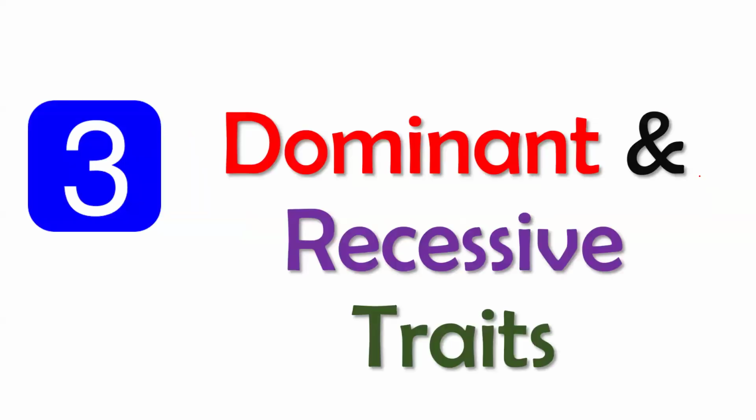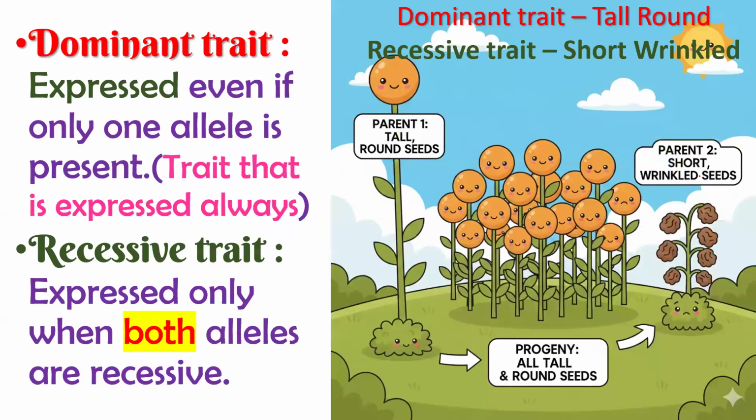Now next are dominant and recessive traits. A dominant trait means it is expressed even if only one allele is present. So the trait that is always expressed we call the dominant trait. When we study Mendel's experiment, we can see tall. Even though there was a crossing of the tall and the short, the tall was expressed. So that which is expressed is the dominant trait.